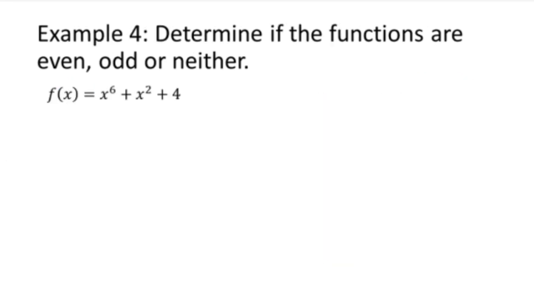Now we're going to determine if a function is even, odd, or neither from the equation. The way we're going to determine if a function is even, odd, or neither is through the definition. The first thing we're going to check is to see if it's even. And we're going to do that by finding f of negative x.